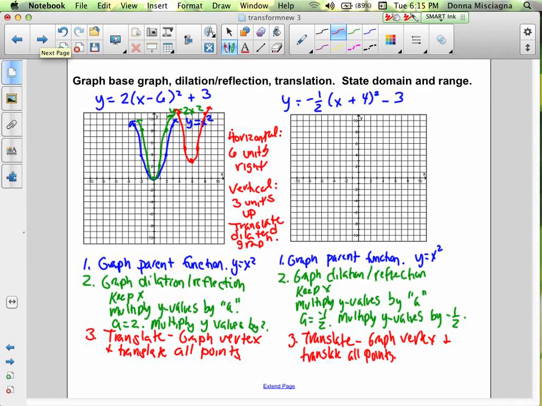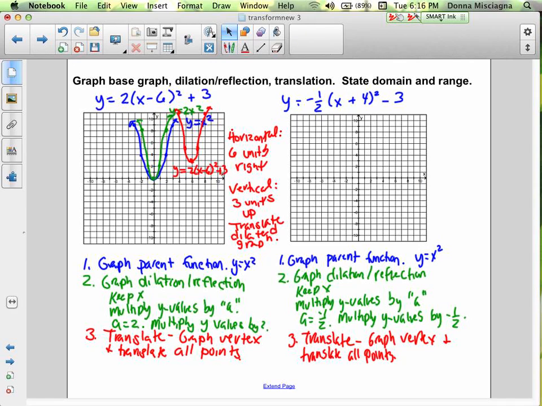And the red graph is y equals 2 times (x minus 6) squared plus 3. Right? That is our graph. So we've dilated it and then we've translated. Notice it's the same shape as the dilated graph. It's just been shifted 6 to the right and 3 up.